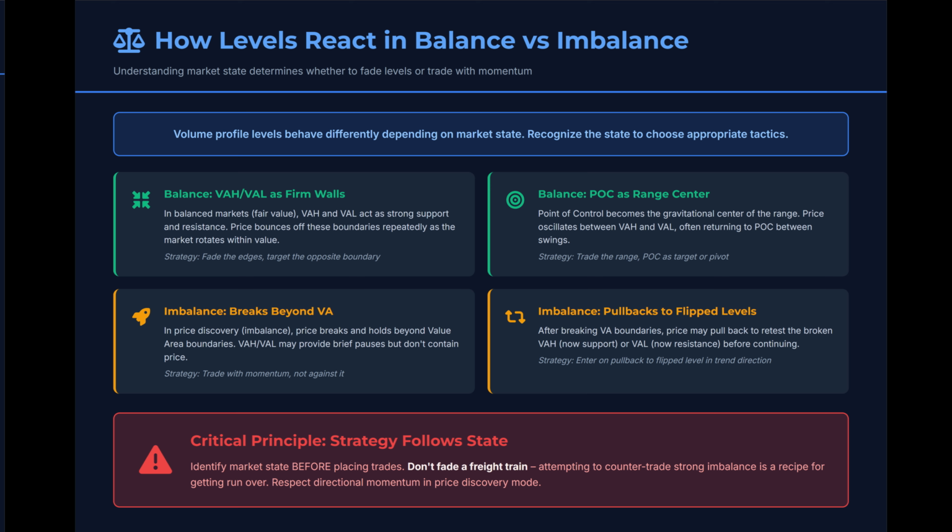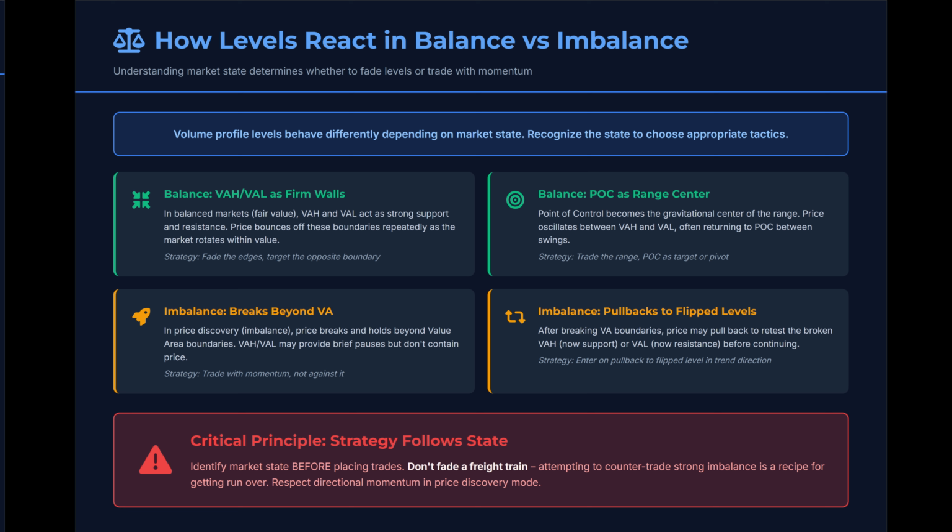The point of control also behaves distinctly during balance. The POC becomes the gravitational center of the range. It's the magnet pulling price back from the edges. When price extends to the VAH and reverses, it often drops all the way back to the POC before finding support and bouncing again. When price drops to the VAL and bounces, it rallies back to the POC before encountering resistance and reversing. This oscillation between the VAH, POC, and VAL creates the classic range trading rhythm.